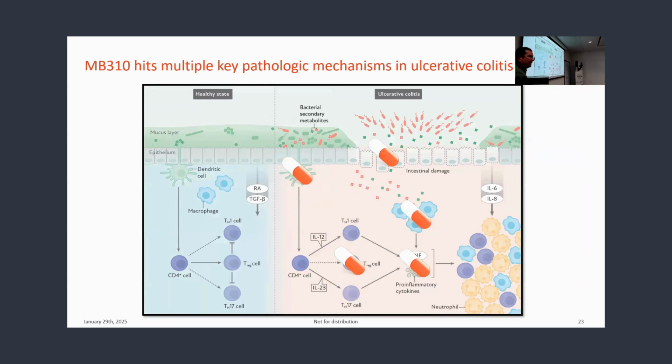So with this, we believe that MB310 will be beneficial by tackling key aspects of UC pathology. By restoring the compromised epithelial barrier, by skewing innate immune cells, namely dendritic cells and macrophages, towards a tolerogenic profile, producing more IL-10 than TNF, and also the active induction of regulatory, suppressive regulatory T cells, different phenotypes that are capable of suppressing the bystander inflammatory cells.